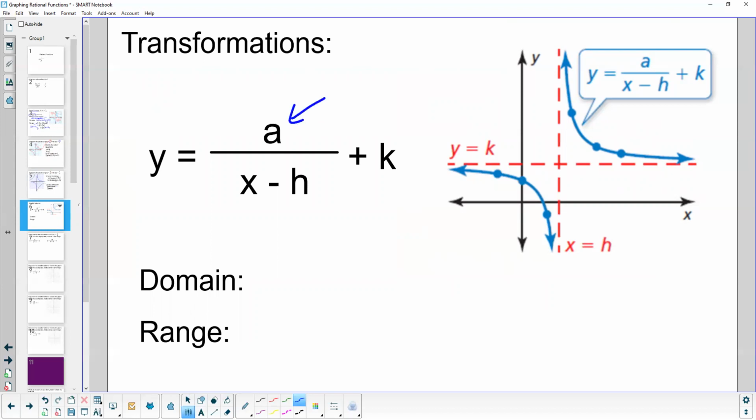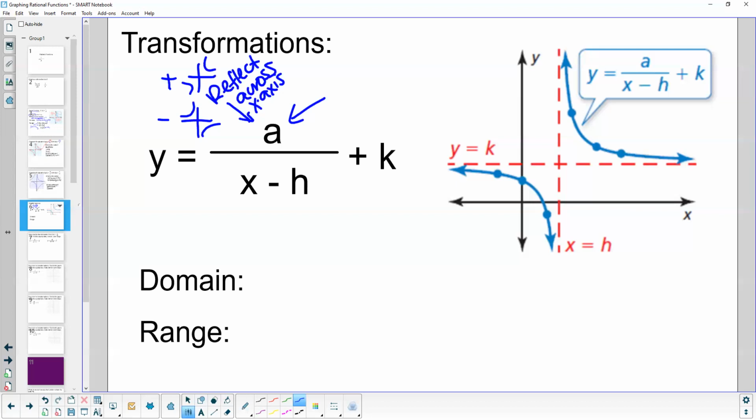So looking at a has 2 pieces. If a is positive, then we are going to see it in quadrants 1 and 3. We're going to see a picture like this. When a is negative, we're going to see it in quadrants 2 and 4. They're going to be over here. It's just going to reflect. Okay, so this motion here means that we are going to reflect across the x-axis. It gets flipped down wherever it was at.